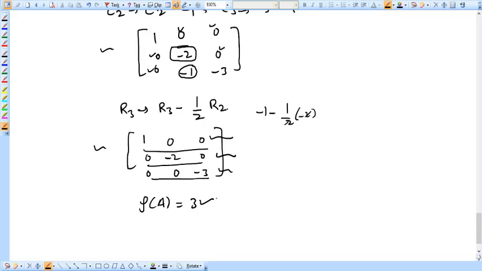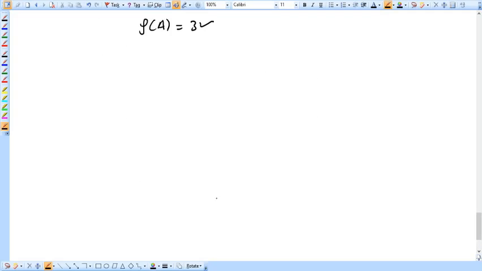So this is the way to find the rank of the matrix, by reducing it to an equivalent matrix. Now let us discuss one more example.